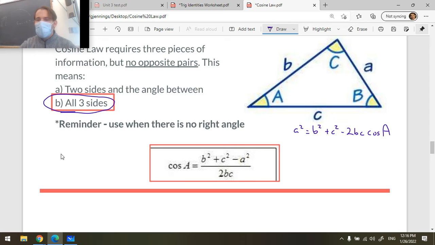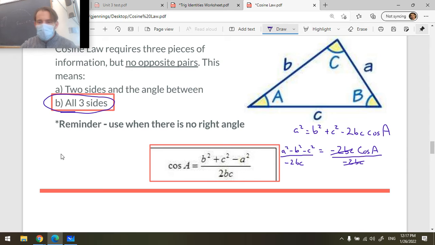Okay, now let's solve this for cosine of A. What I'm going to do is move these to the other side of the equation. So I'm going to have A squared minus B squared minus C squared equals negative 2BC cosine of A. Now I've just subtracted B squared and C squared from both sides of the equation. Now, let's get rid of this negative 2BC by dividing the whole side of the equation by negative 2BC. Okay? So that's going to cancel here and cancel here.